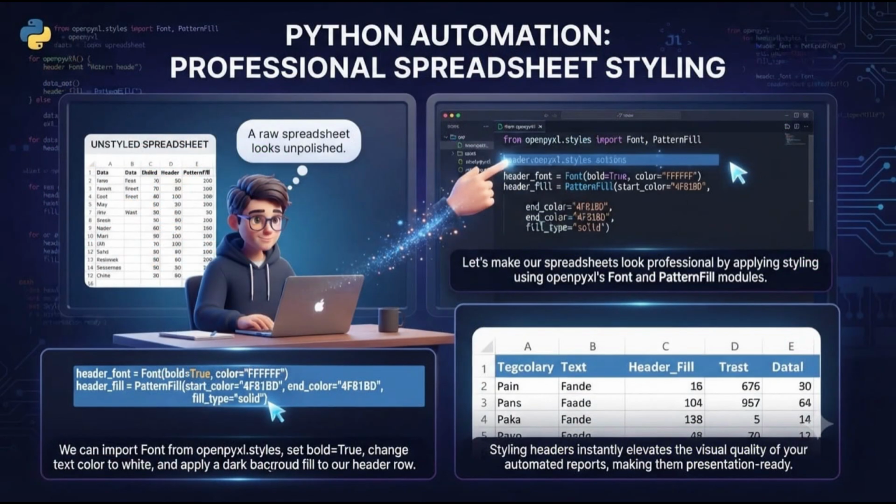A raw spreadsheet looks unpolished. Let's make our spreadsheets look professional by applying styling using Openpyxl's Font and PatternFill modules. We can import Font from openpyxl.styles, set bold equals True, change text color to white, and apply a dark background fill to our header row. Styling headers instantly elevates the visual quality of your automated reports, making them presentation ready.